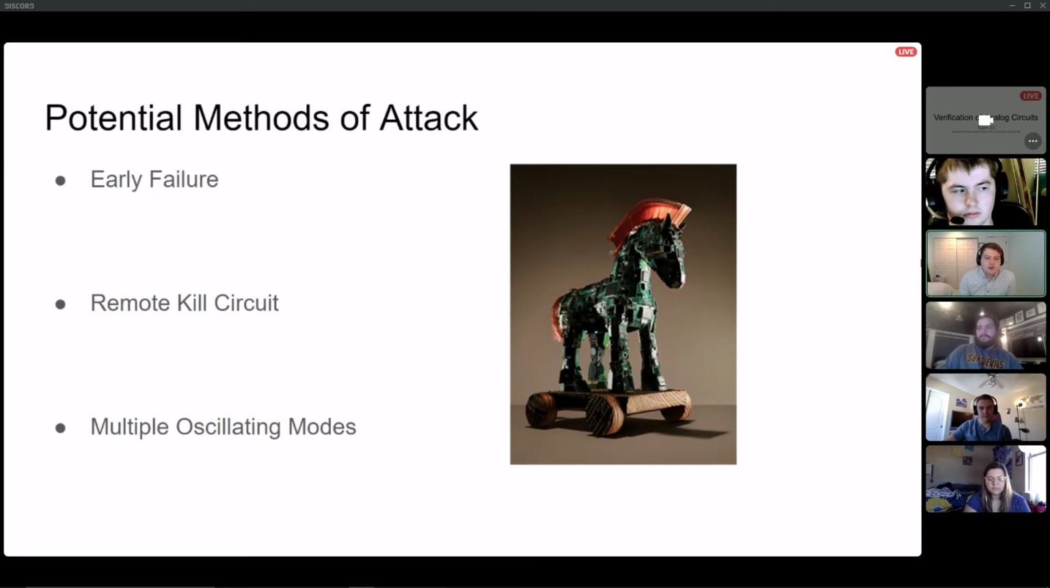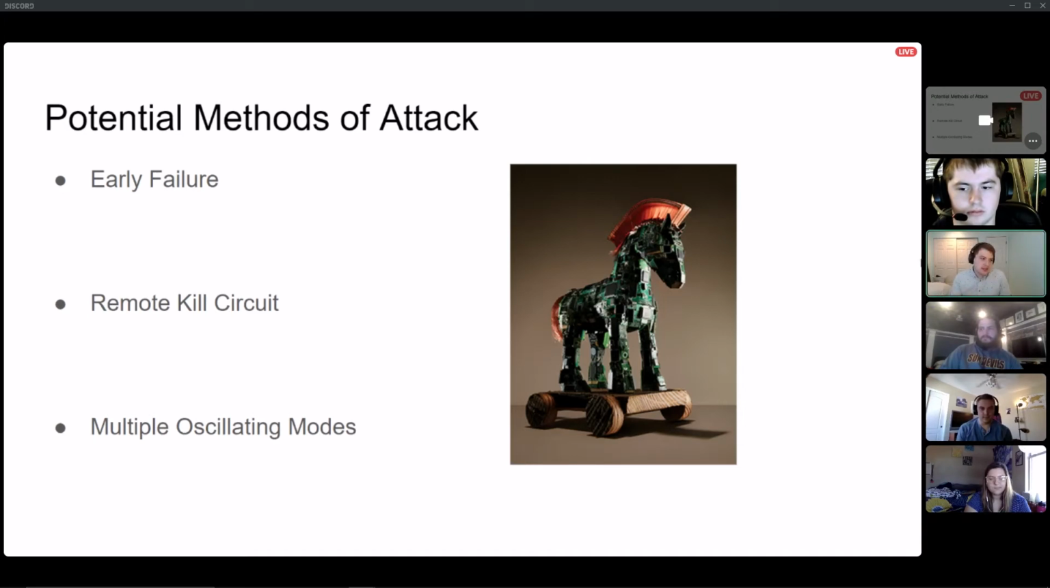And then we have a few potential methods of attack that we're going to implement. The first one we have is an early failure, which very simply is just to either add or remove components and see how that affects the lifespan of the product. The next one would be a remote kill circuit, and that would be to modify the PCB traces to create additional, or to possibly mess up, the feedback loop of the circuit design that we've chosen.